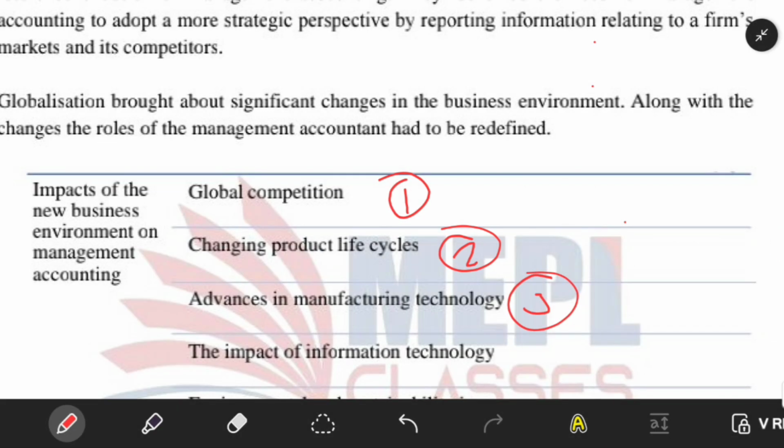Third one is advances in manufacturing technology. Modern business uses advanced tools like ERP software and dashboards to manage all the data. So the management accountant uses these tools, ERP software, SAP, and dashboards to manage the data. They use these tools to track business performance on a real-time basis, and it also reduces manual work. This improves the speed and quality of decisions taken by the top management.